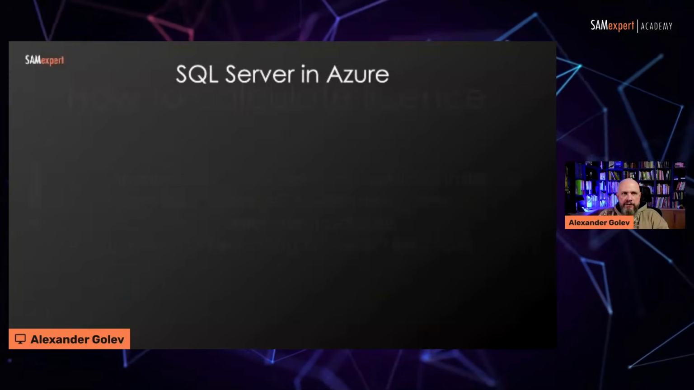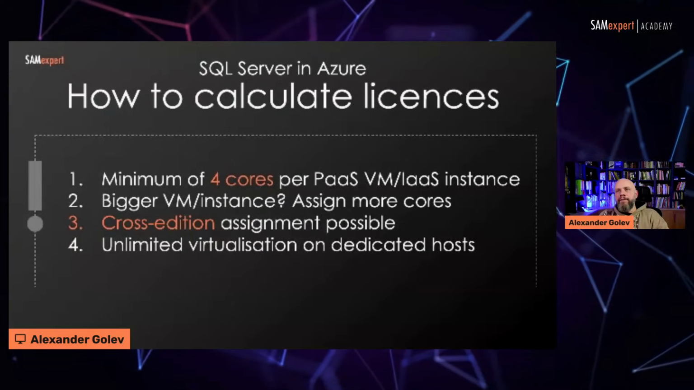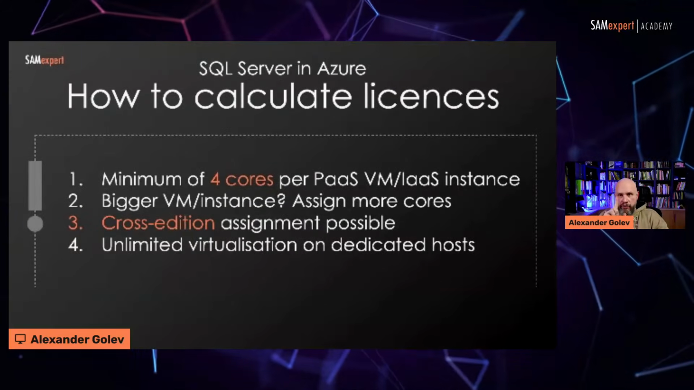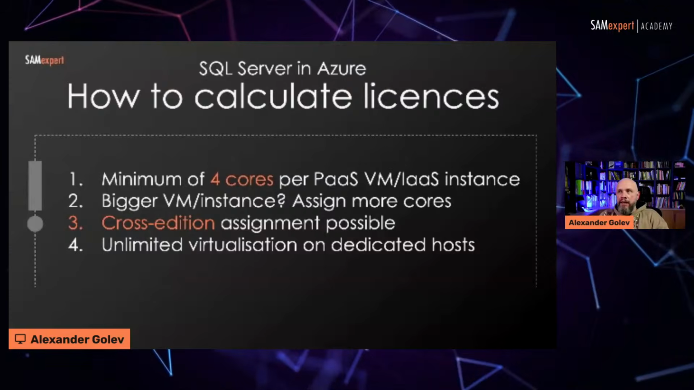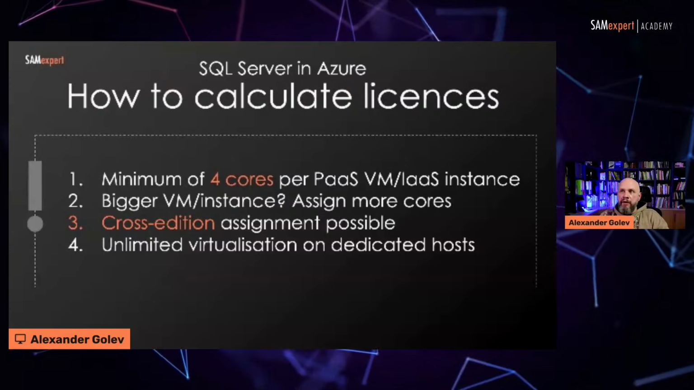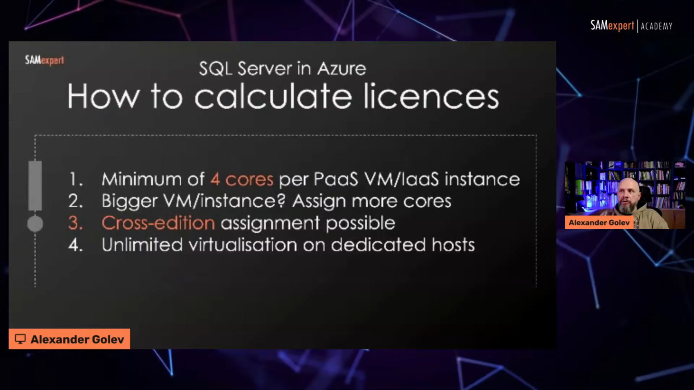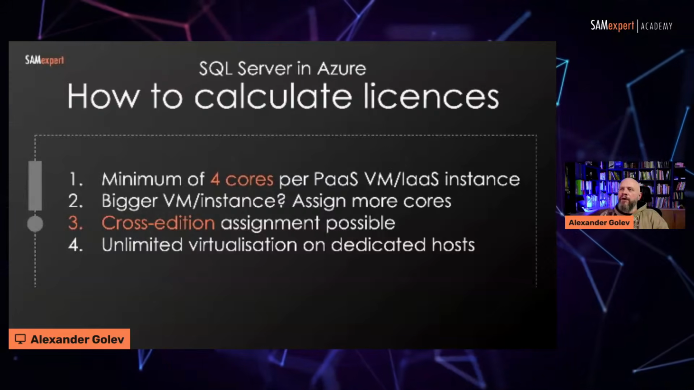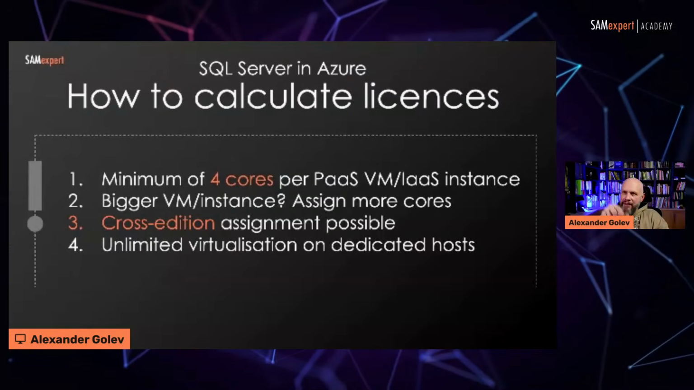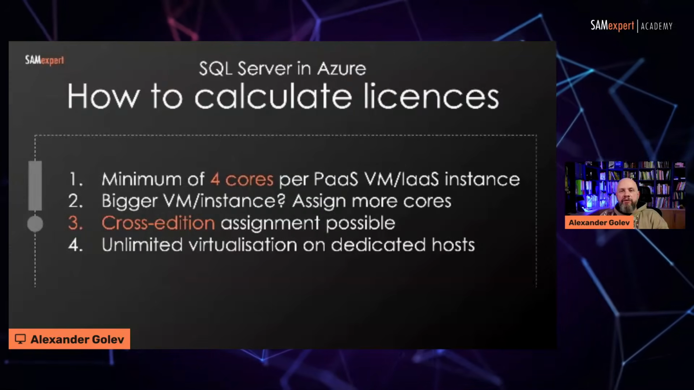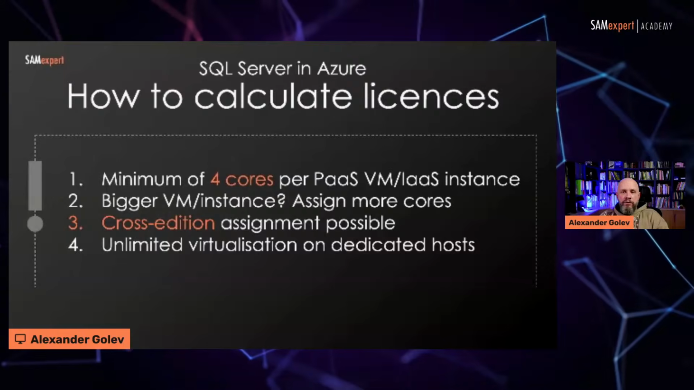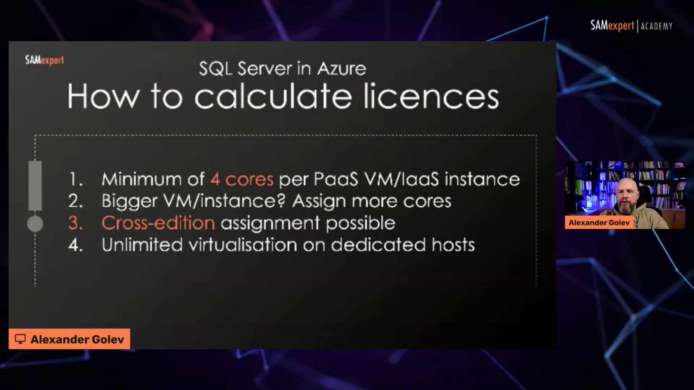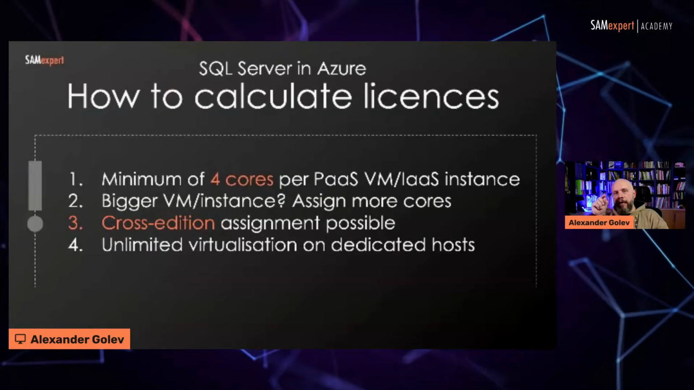How do you calculate licenses for Azure? For Azure, importantly, a minimum of 4 cores per platform as a service instance or IaaS virtual machine. I haven't put that type on the slide. If you need more cores, you assign more cores. Simple as that. If you have an 8-core virtual machine, you need to assign 8 cores.